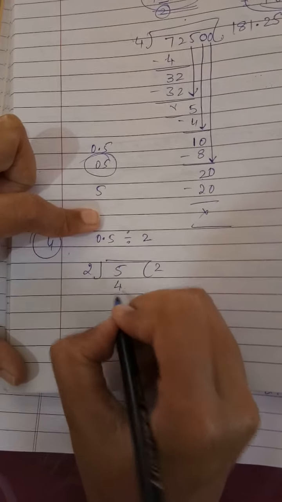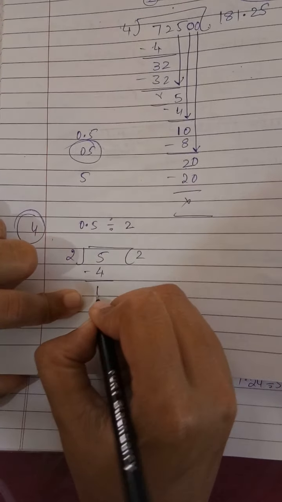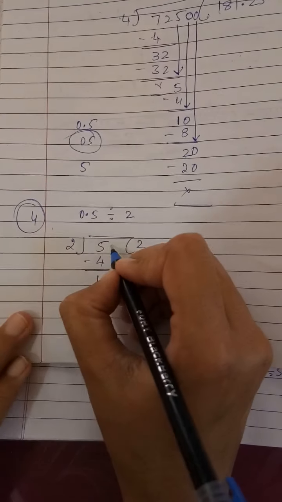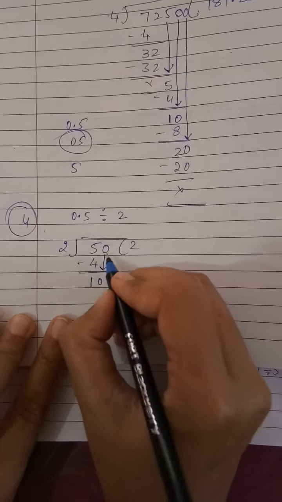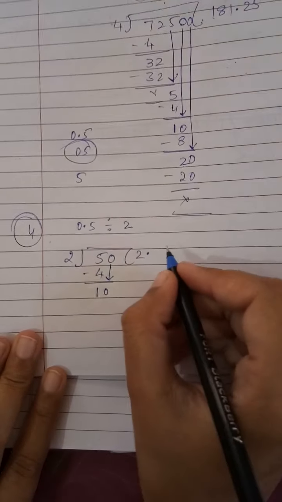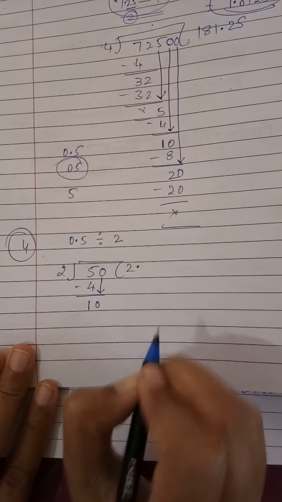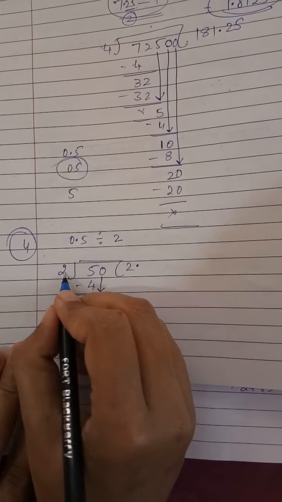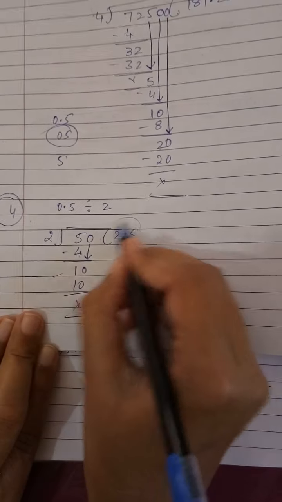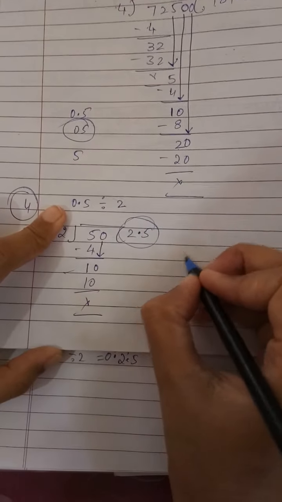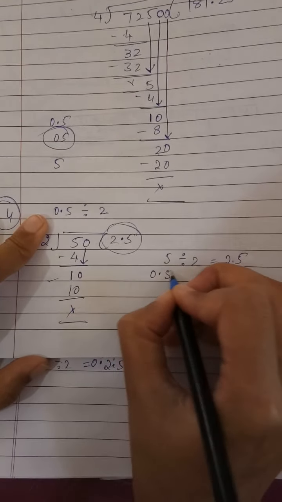So 2 2s are 4. 1 is my remainder, but still the remainder should not be there. So what I am going to do is take 0. Taking 0, but with the 0 I am going to place the decimal in the answer. Once I have placed the decimal, as many zeros as are required, I can take. Now I know that 10 is 5 on the table of 2. So my remainder is 0. Right? So that means after dividing 5 by 2, the answer came 2.5, but I want 0.5.